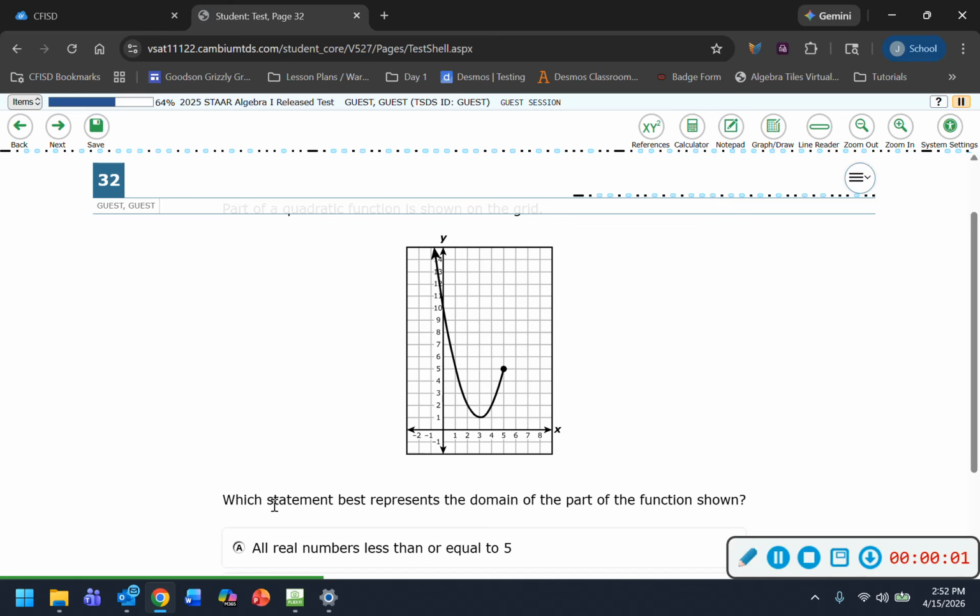The question wants us to find the statement that best represents the domain of this graph. Whenever I think about domain and range, first, make sure you know what you're thinking of. For domain, we're thinking of the x's. For range, we're thinking of the y's.